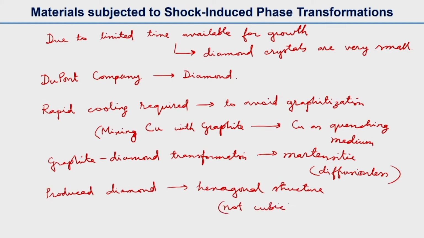As you know, the usual diamond has an FCC lattice with a diamond cubic structure. That is, the crystal structure is called diamond cubic, and it has an FCC lattice. This is the usual one, but in this case it is not cubic. With the help of shock loading, whatever we produce has a hexagonal structure.